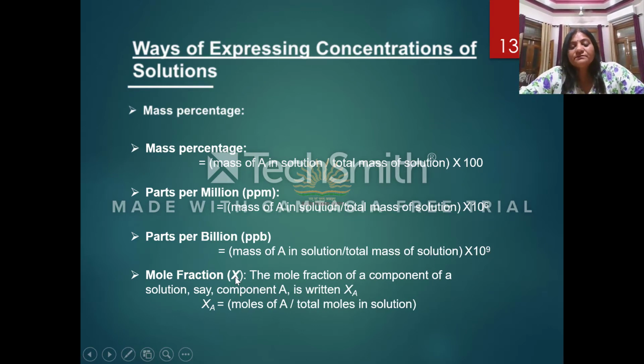Now mole fraction, which is denoted by the symbol capital X. The mole fraction of a component of a solution may be written as follows. Suppose again A is the solute and B is the solvent, and it is giving a solution AB. Then the mole fraction of component A is XA. XA is equal to the number of moles of component A divided by the total number of moles in the solution.